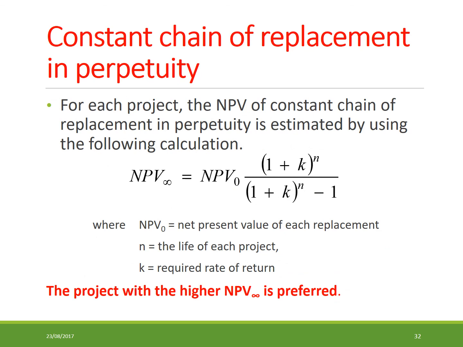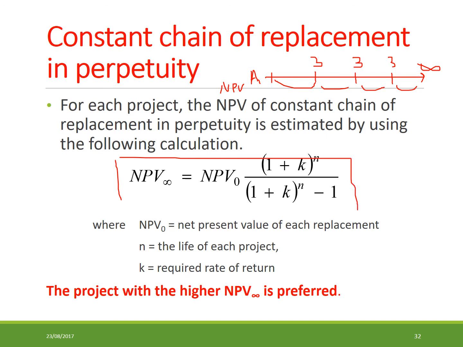So with the constant chain of replacement in perpetuity, say we have project A and we bring them to perpetuity. A has 3 years, for example, right? So we have many investments of 3 years, many 3-year investments, okay? So to calculate the NPV of this perpetuity, we can use this formula over here.